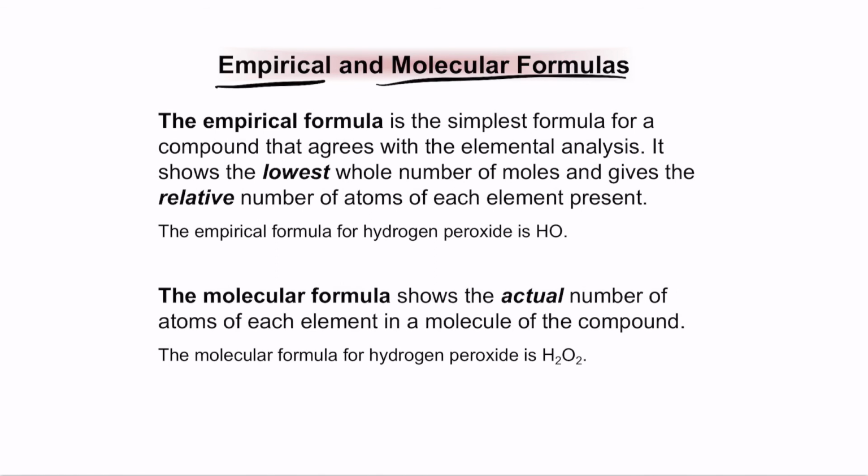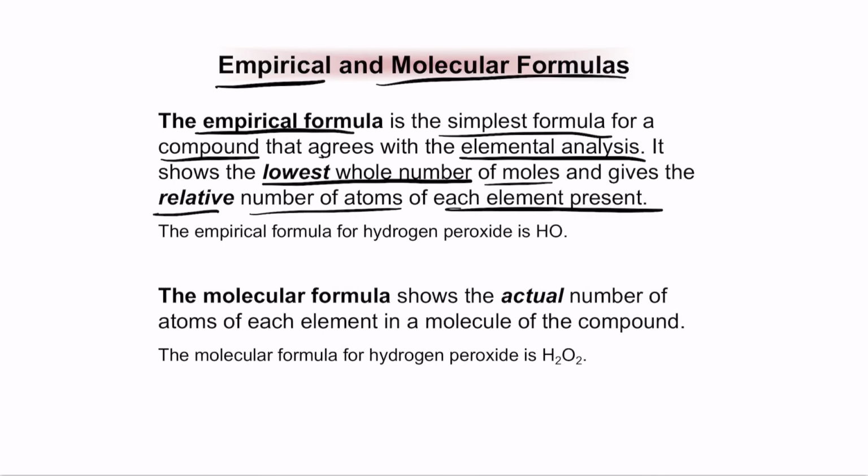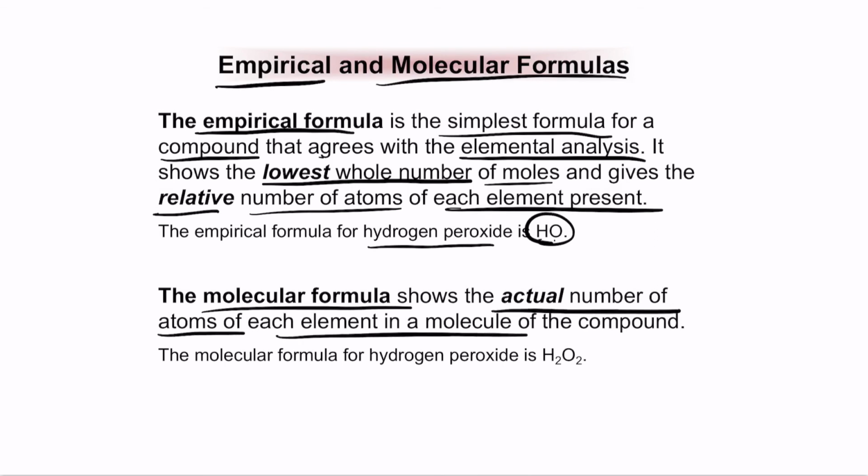So what's the difference here? An empirical formula is the simplest formula for the compound that agrees with the elemental analysis. So it generally shows the lowest whole number of moles and gives the relative number of atoms of each element in the compound. For example, hydrogen peroxide is originally H2O2, but the empirical formula is HO, which means that this is the minimal number of atoms that are needed to form that compound and agree with the elemental analysis. What is the molecular formula? The molecular formula is the one that shows the actual number of atoms of each element in a molecule or compound. So, for example, the molecular formula for hydrogen peroxide is H2O2.